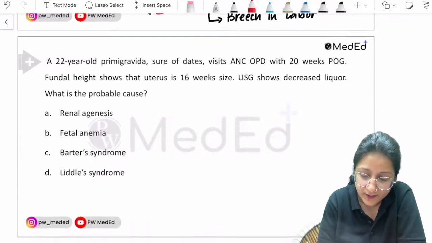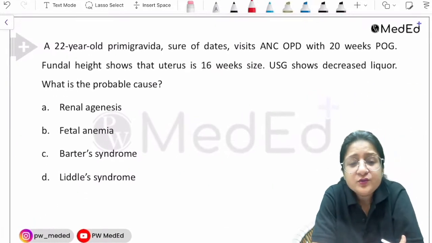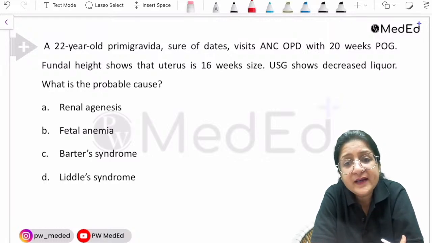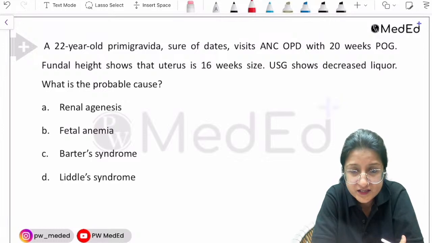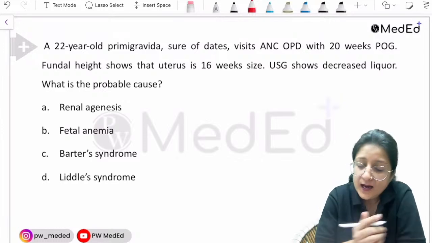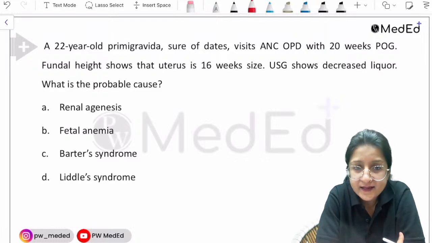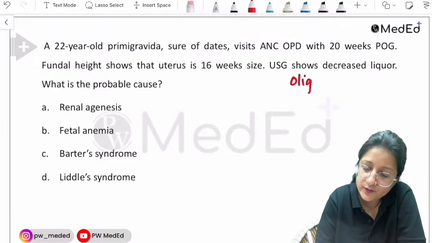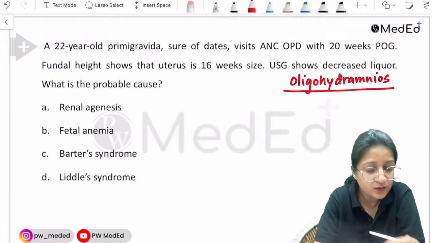Now let's have a look at the next question. A 22-year-old primi who is sure of her dates visits the antenatal OPD at 20 weeks of period of gestation. Fundal height shows that the uterus is 16 weeks in size. Ultrasound shows decreased liquor. What is the probable cause? This is a case of oligohydramnios. What is the probable cause?